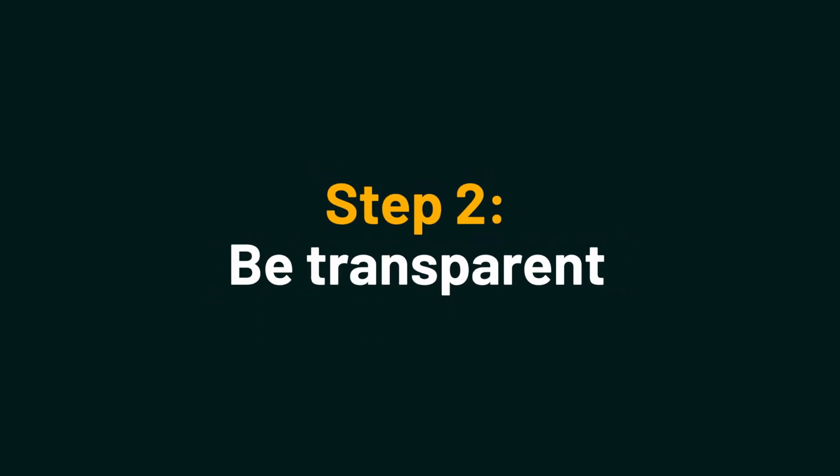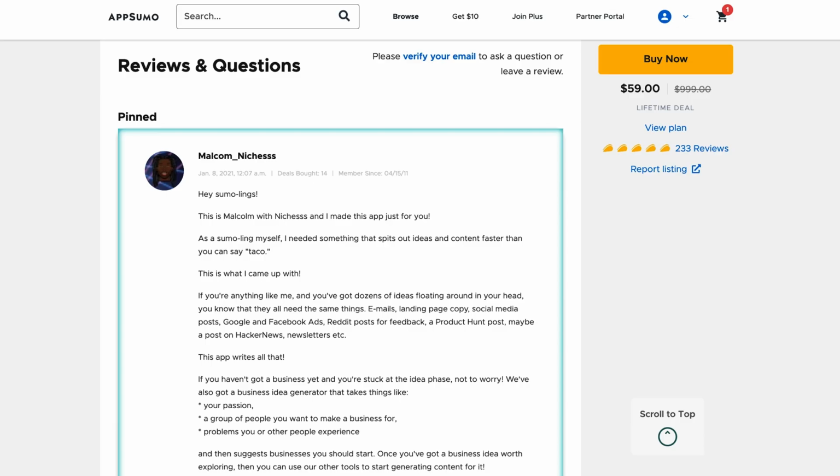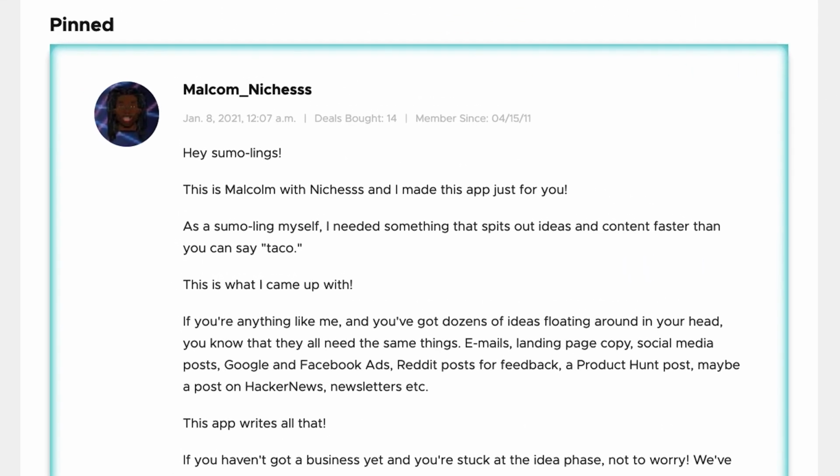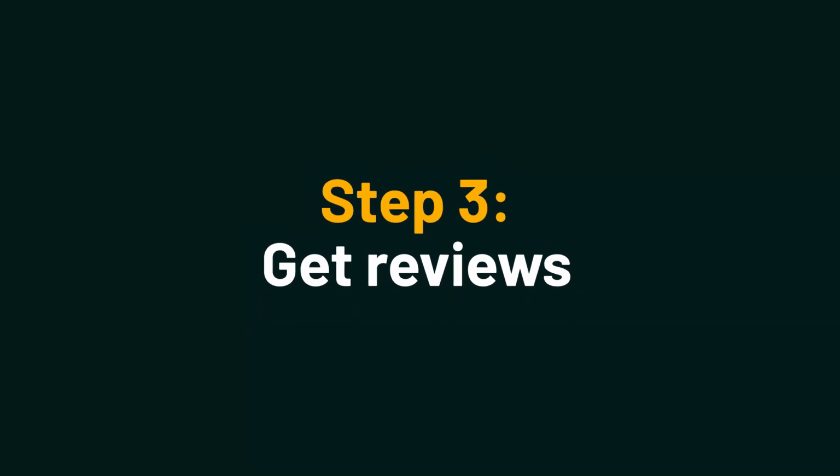Step 2, be transparent. Transparency in business means building trust with your customers. We suggest making it easy for Sumolings to know exactly what to expect once they hit purchase. If a customer has questions or expresses confusion somewhere along the process, chances are that this is the case for many others as well. Pro tip, use the pinned post on your product page to talk about your tool and establish expectations.